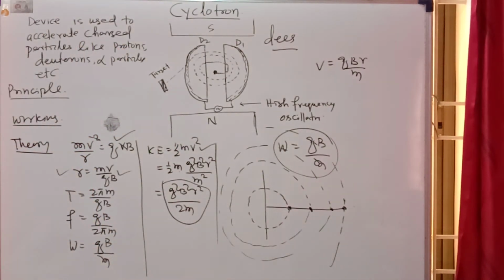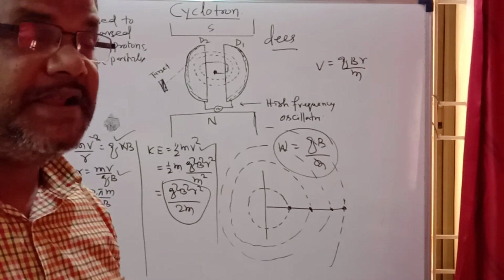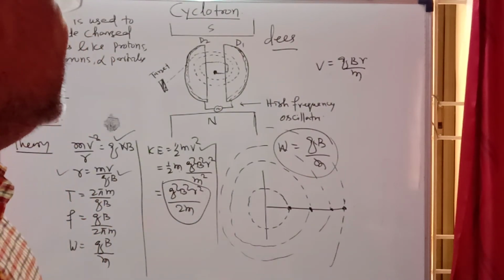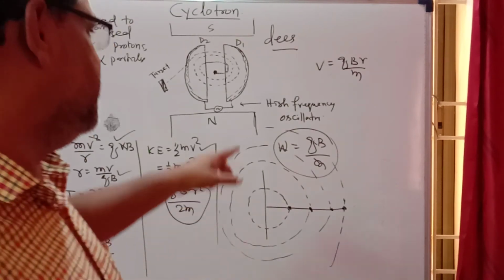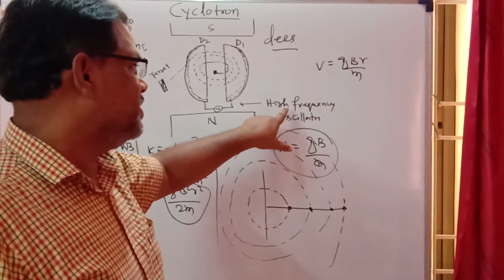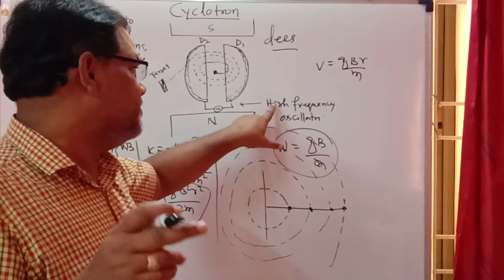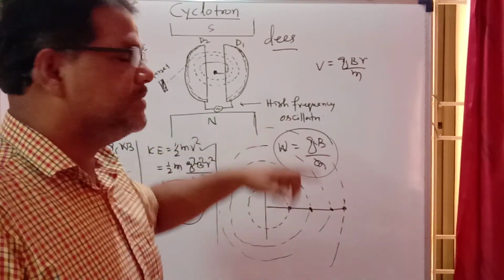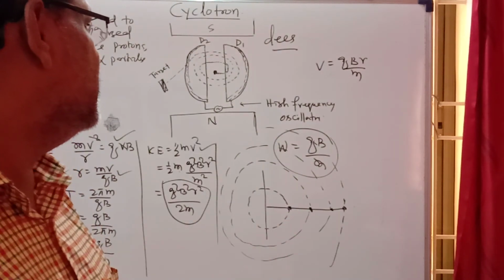So what are the advantages and disadvantages? We cannot use the electron as the accelerating particle, because the mass of the electron is very small. As soon as they are projected in the cyclotron, they will attain high speed immediately, and the frequency of rotation of the electron will not synchronize with the frequency of the oscillator. This is a high-frequency oscillator. The frequency of the accelerated particle must be synchronized with the frequency of the oscillator. Otherwise, that particle will strike the cyclotron and be destroyed.